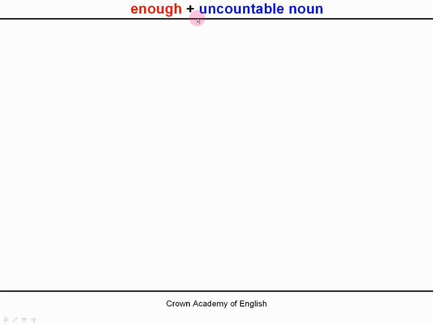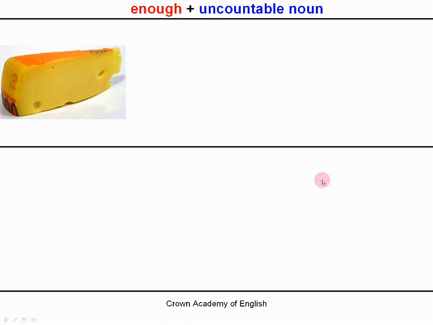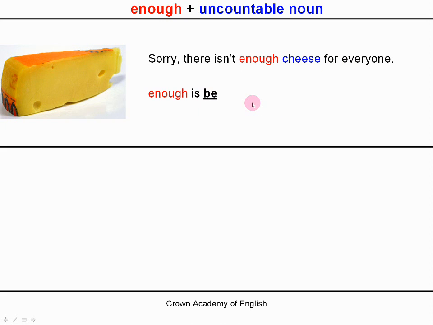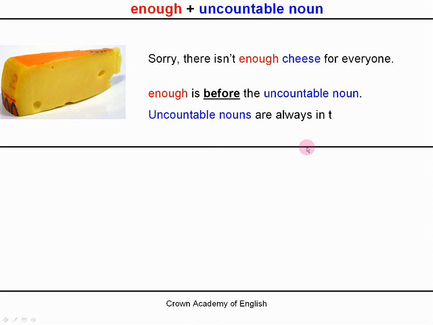We can also use enough with an uncountable noun. Okay, so it's the same word for countable and uncountable. Sorry, there isn't enough cheese for everyone. So enough is before the uncountable noun. The uncountable noun is cheese, and we write enough before it. And uncountable nouns are always in the singular form. Cheese.